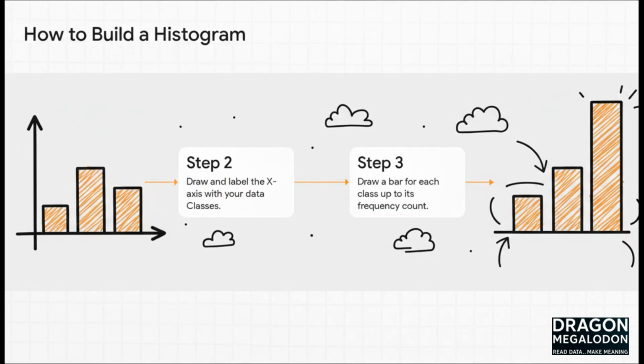And you know what? Building one is actually pretty simple. You take the groups from your frequency table and put them on the bottom axis. Then you just draw a bar for each group up to its frequency count. The one key detail is that the bars have to touch each other. That shows the data is continuous, like time or distance. It's a direct translation of your table into a picture.